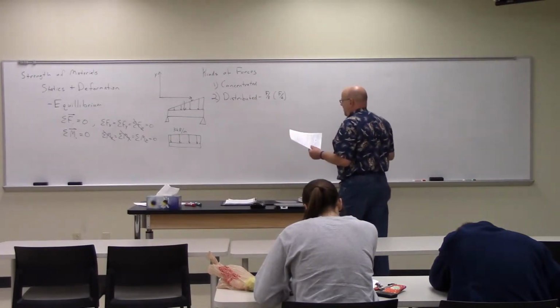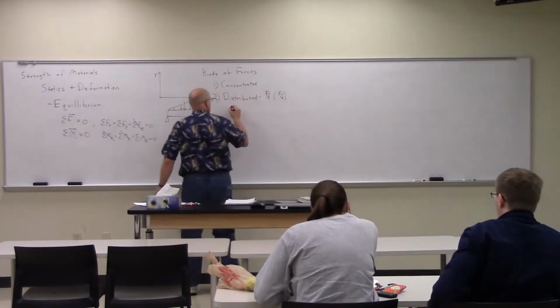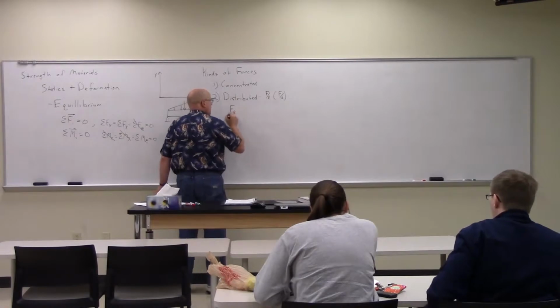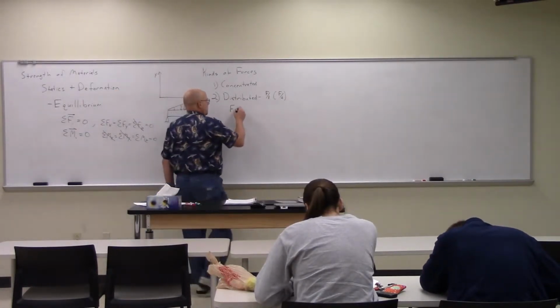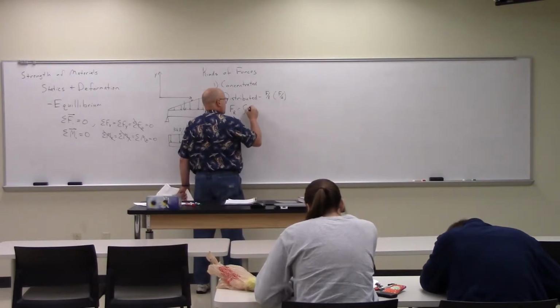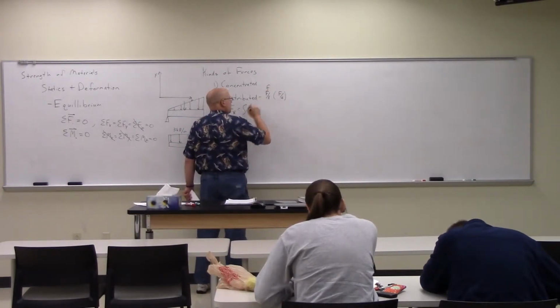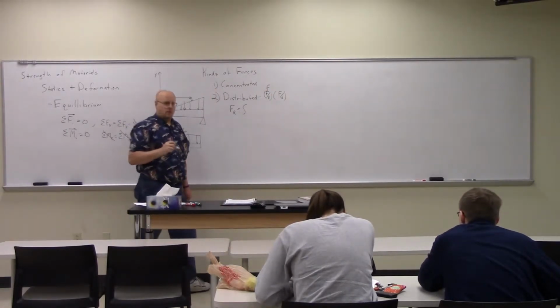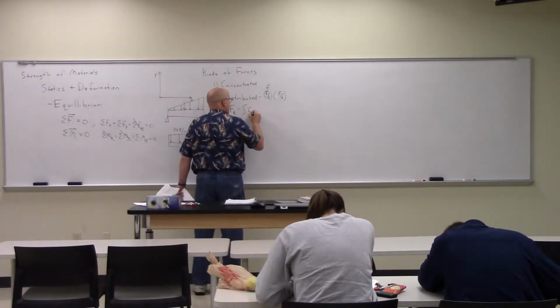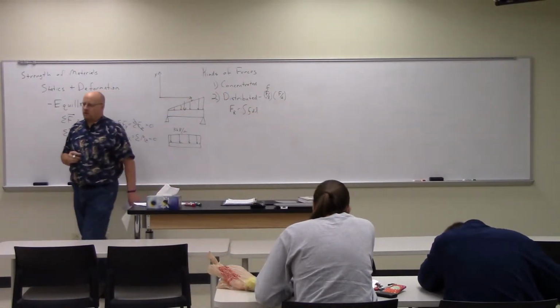Anyway. And then what you do to handle a distributed force is we generate a resultant force that is the integral of this. That's going to be F. Force per unit length is lowercase f. So we took the integral of f dl along the length of the bar.